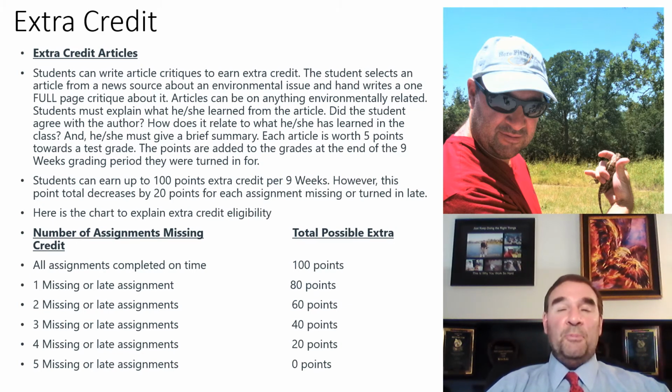Now, to keep things fair, for each assignment a student does not turn in, they lose the opportunity to earn extra credit. So you have an extra credit bucket of up to 100 points towards a test. And for each assignment that's missing, you deduct 20 points. So let's say somebody turns in 2 assignments late. They're only eligible for 60 points extra credit for this 9 weeks. If they're missing 4 assignments, they'd only be eligible for 20 points extra credit. Therefore, if you do the work, you can earn A's.